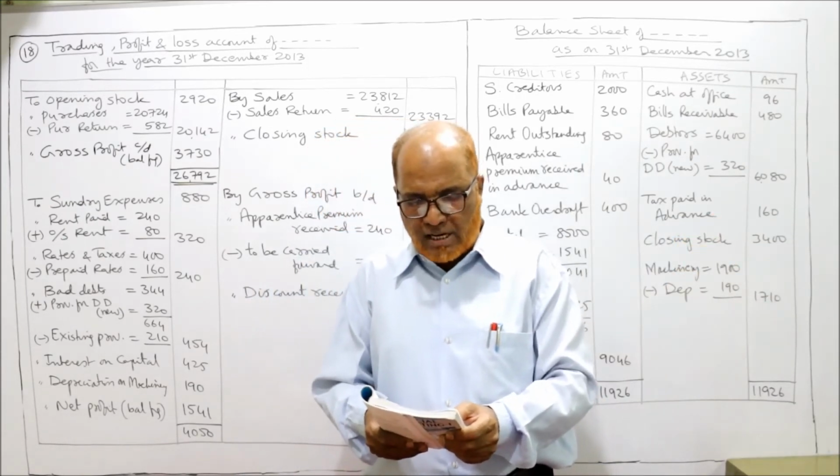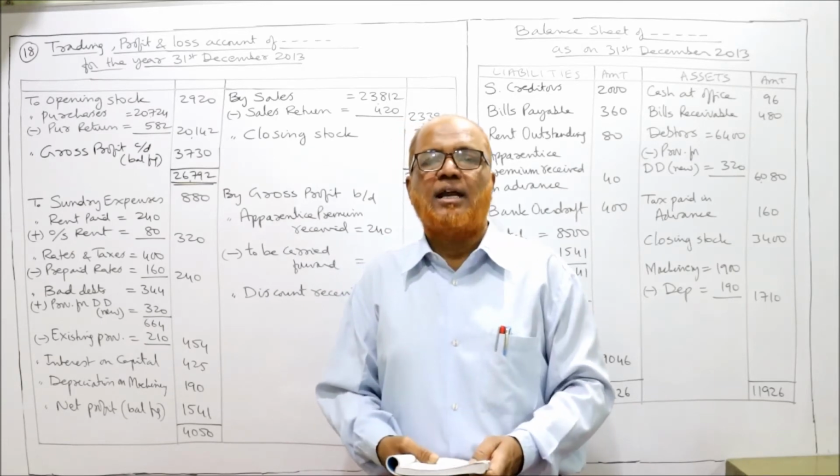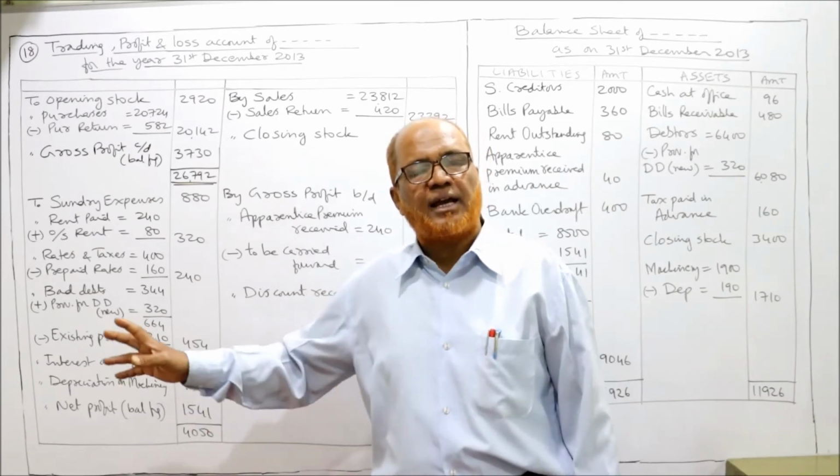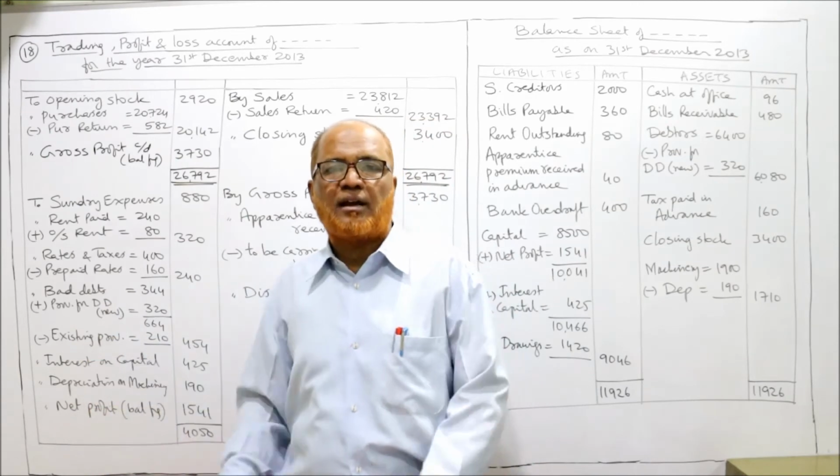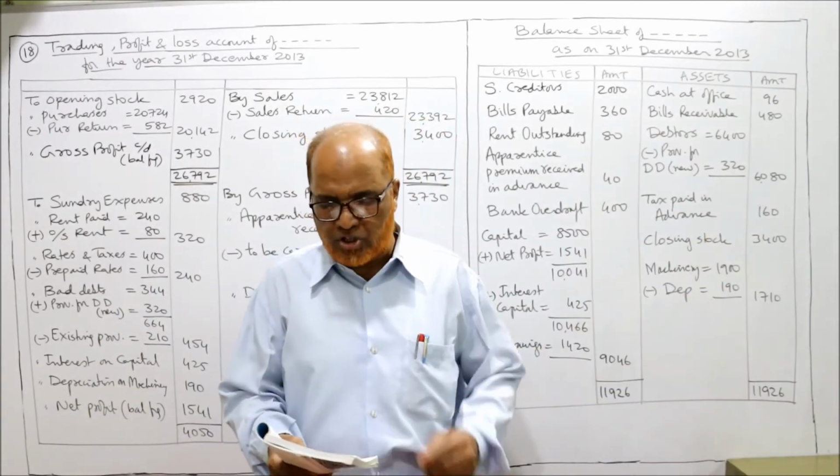Then depreciation. Depreciate machinery at 10%. So depreciation will be taken twice. Debit side of P&L account. Again it will be deducted from machinery.